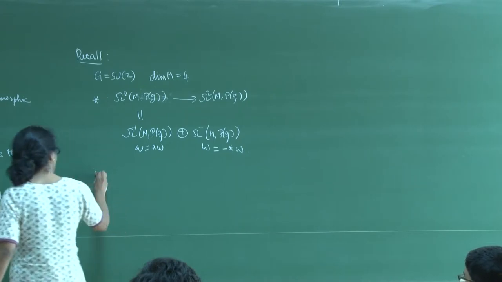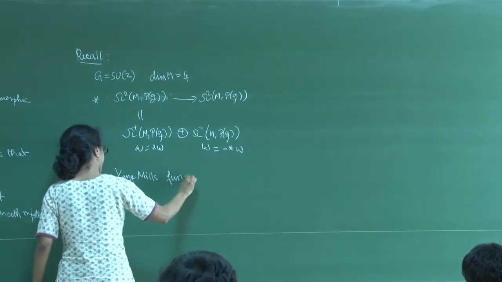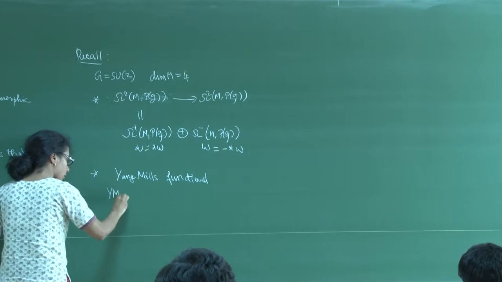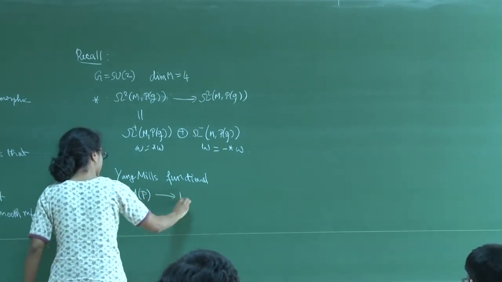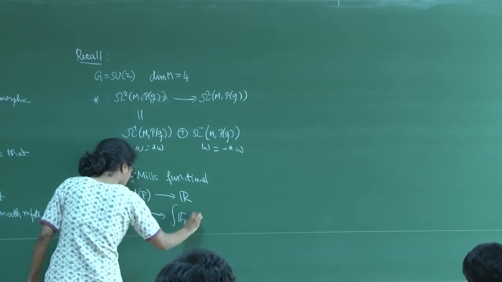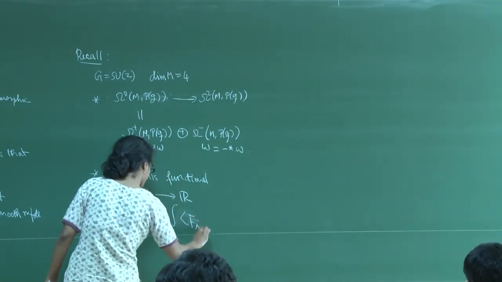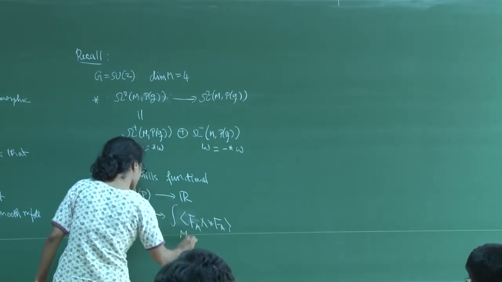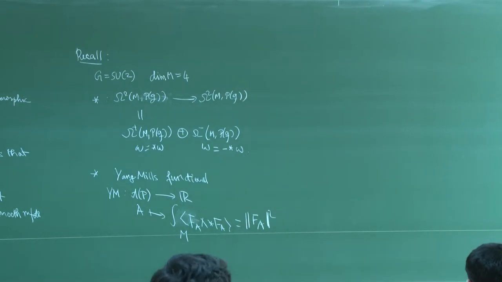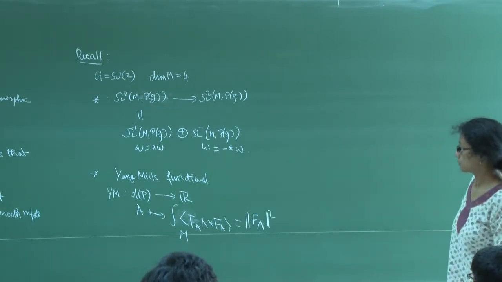We also defined the Yang-Mills functional. The Yang-Mills functional is defined on the space of connections, and it maps a connection to the norm square of the curvature. So it can be written like this. We had a way of defining metrics on forms, and using that metric you can define the norm square, and that's what it was.